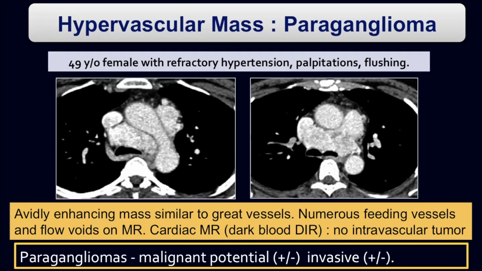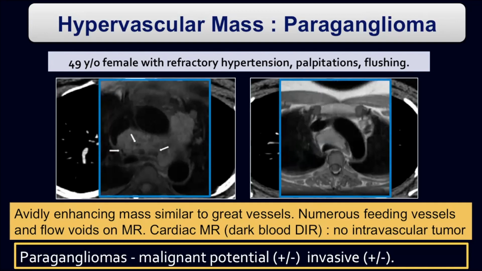Now, based on its proximity to the aorta, we thought that there might be intravascular or intracardiac extension, and so we did a gated cardiac MR, and you can see these dark blood double inversion recovery sequences, but we did not identify any intravascular or intracardiac extension. So this was a case of paraganglioma, a very hypervascular tumor. So in these patients, you should definitely consider pre-surgical or pre-biopsy embolization.